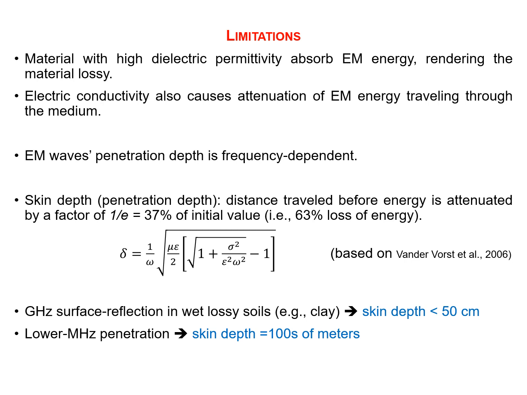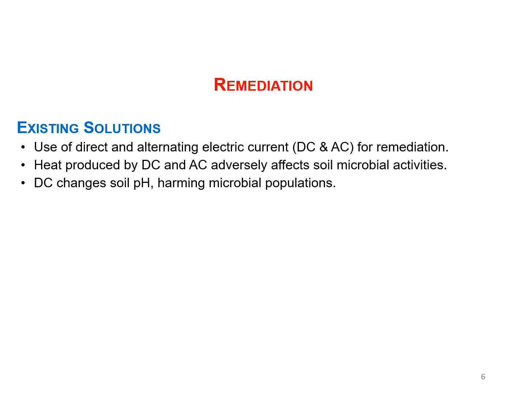For example, a gigahertz surface reflection method such as GPR does not penetrate anything more than, let's say, 10 to 50 centimeters into a lossy soil such as clay, but lower megahertz EM waves could penetrate 10 to hundreds of meters into the soil. So far we talked about geophysical detection and characterization. In terms of remediation, electromagnetic waves have some advantages over some other methods, and obviously their own limitations.